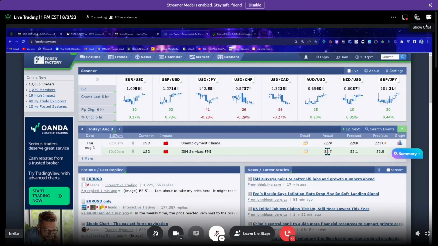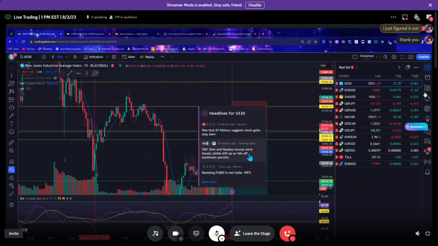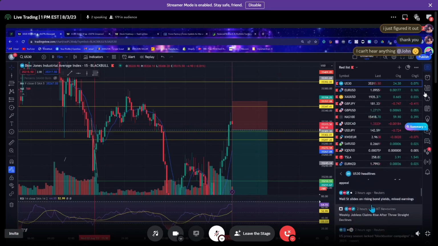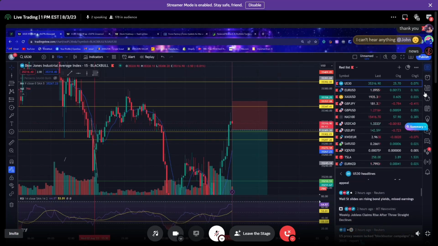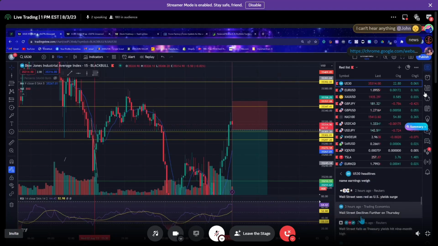ISM PMI is 52.7, went down. That is also bad. So those two news events, along with the news events that we found here, let me see, 2 hours ago. Okay. US proxy, NASDAQ, S&P, Dow slip, yields rising. That's bad. Wall Street sees red as US yields surge, and so on and so forth. So this is my fundamental analysis mixed with my technical analysis.